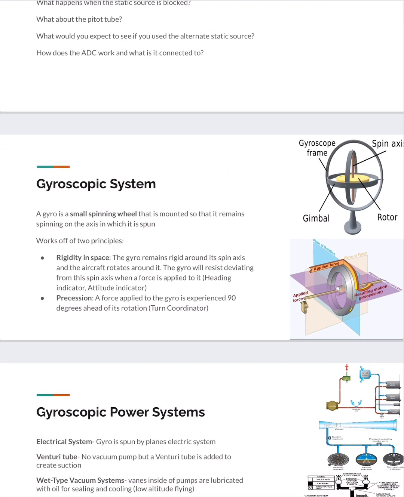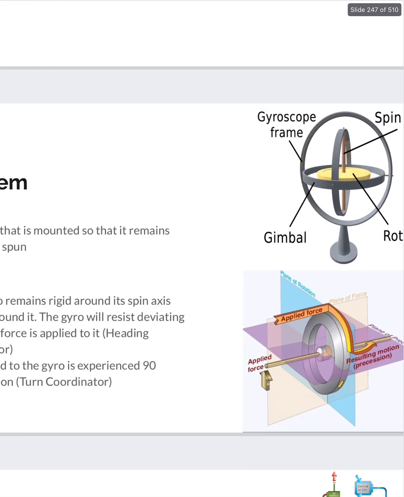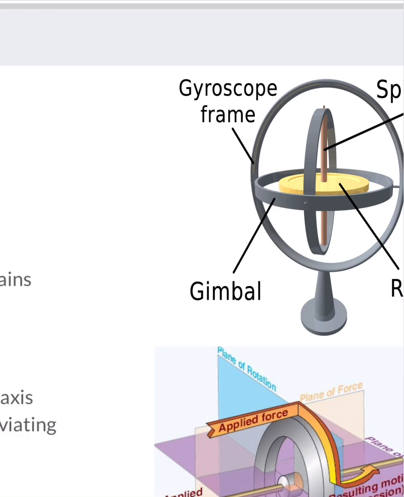Now, the second principle we have is precession. When a force is applied to this spinning gyro, it's actually experienced 90 degrees ahead of rotation. So if we took this gyro here and imagine we spun it on a table, and we were looking down on it. Say we touched it at the 12 o'clock position. Well, we're actually going to feel that gyro experience that force at the 3 o'clock position. Say we touched it on the bottom of the gyro, and we're assuming it's spinning clockwise here. If we touch it at the 6 o'clock position, we'll actually experience that force at the 9 o'clock position.